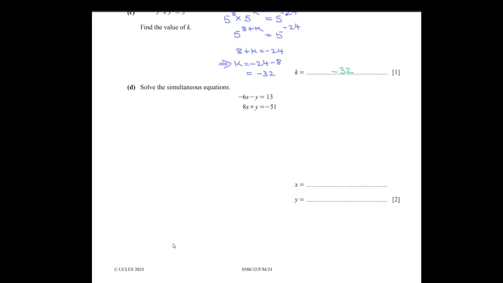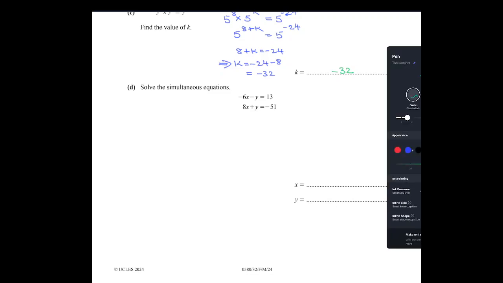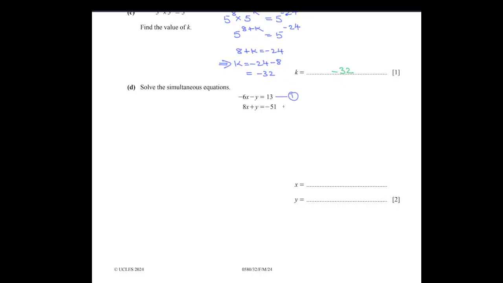Minus 32. Question number D. Solve the simultaneous equations. So if I use the elimination method, I will add these two equations. Name these equations as 1 and 2, and add equations 1 and 2.